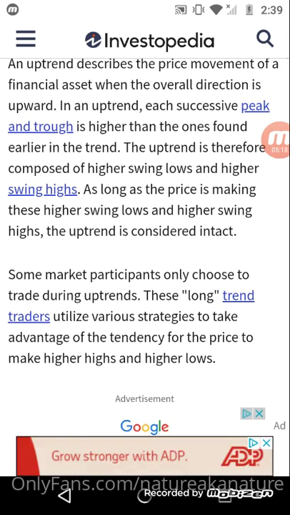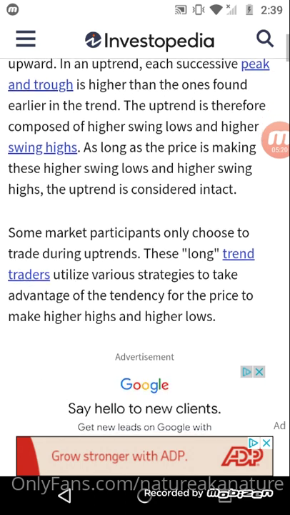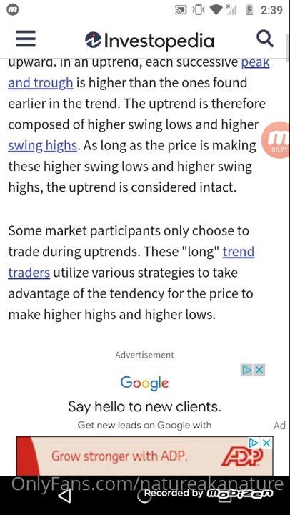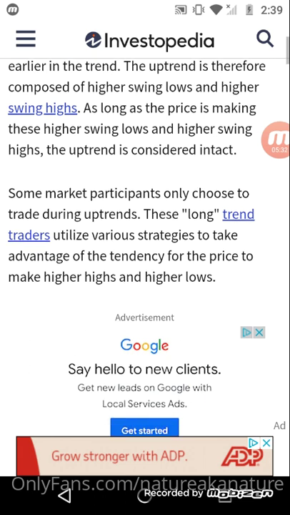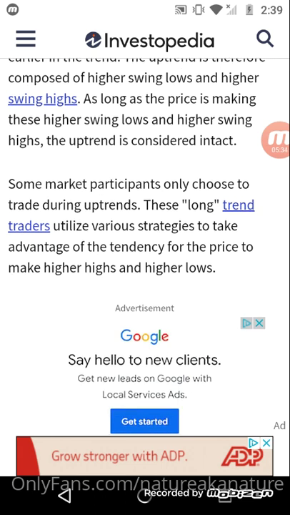Traders use various strategies to take advantage of the tendency for price to make higher highs and higher lows. Some people only trade uptrends, some people only trade downtrends. I trade both. I trade uptrends and downtrends.